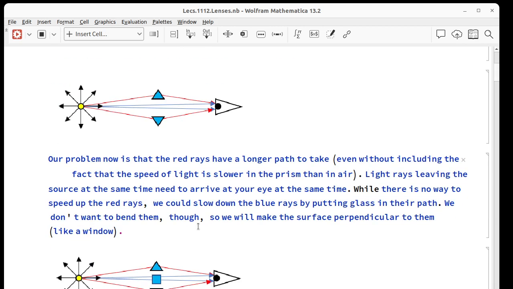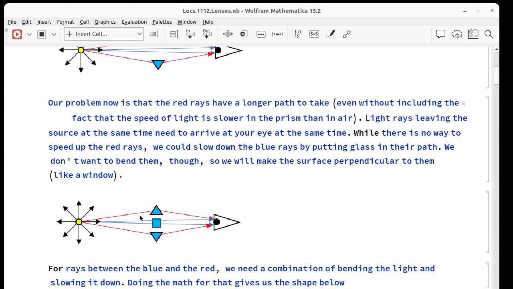So what we do is use like a piece of window glass. It's essentially flat here so that there's no curvature going straight through the center of the lens. That'll slow them down but not bend them. For rays that lie in between the blue and the red, we'd have to do a little bit of slowing and a little bit of bending.